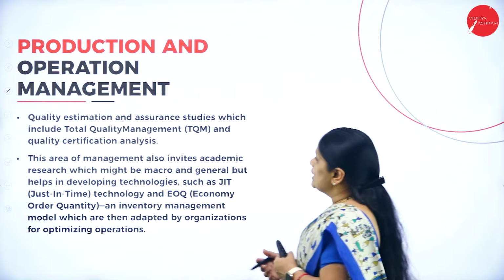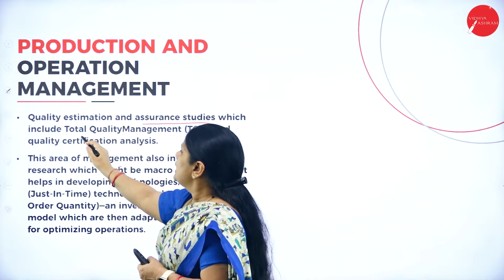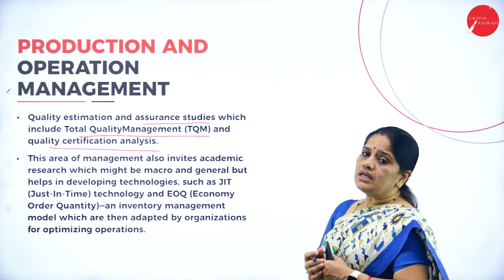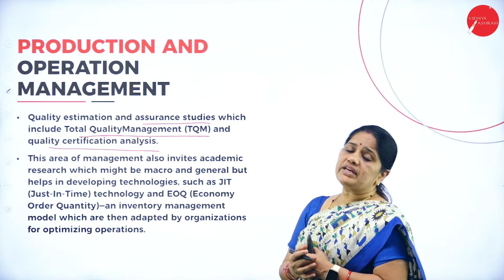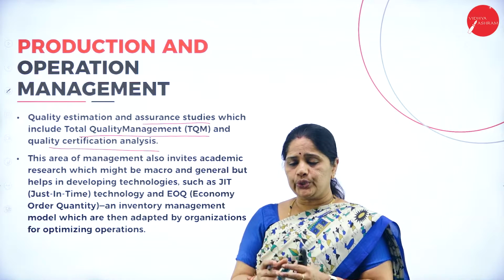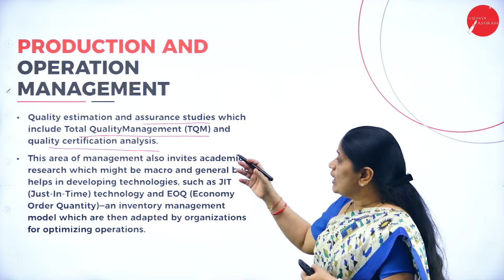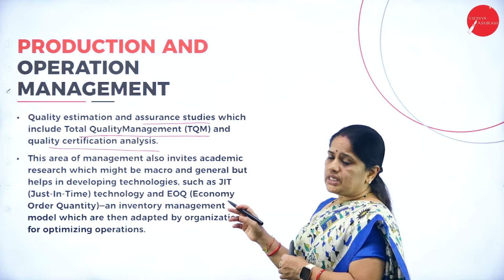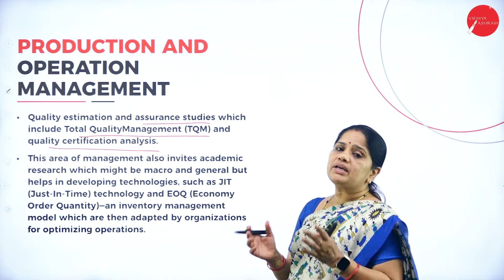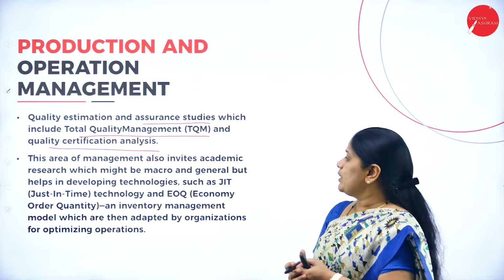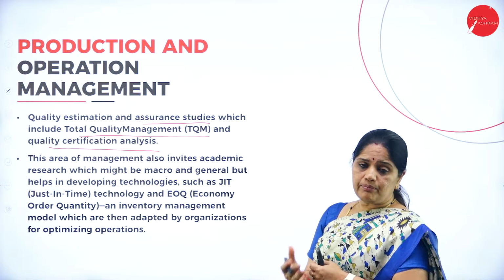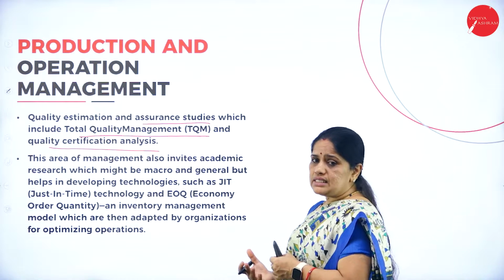Next, quality estimation and assurance studies, which include TQM, that is total quality management, and quality certification analysis. Now, nowadays we all know that customers are very conscious about the quality of the product, and it is essential for every company to have a QC, that is a quality controller. So, the quality estimation and assurance studies include total quality management. With the help of total quality management, they will be able to have control over the quality of the product, and also quality certification analysis. Now, how do you certify the quality of the product? So, there are various studies going on in this area also.